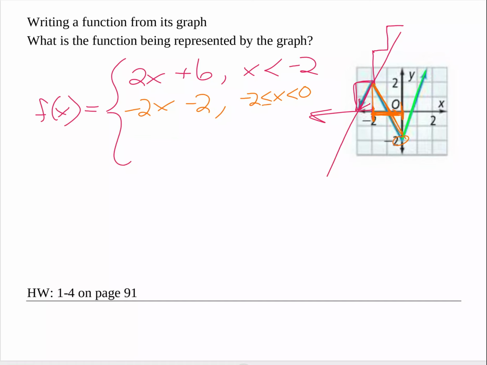Do you want to include 0 on this piece or no? We have a choice because they didn't tell us one way or the other. Sure, we can include 0 on this piece. Which means because we included 0 on this piece, we cannot include it on the next piece. Okay? All right, the green piece.